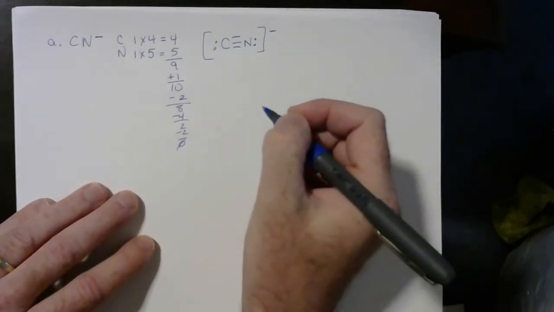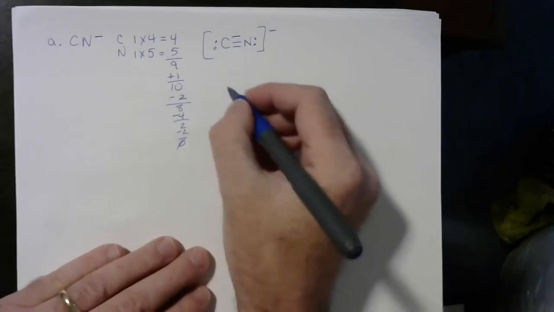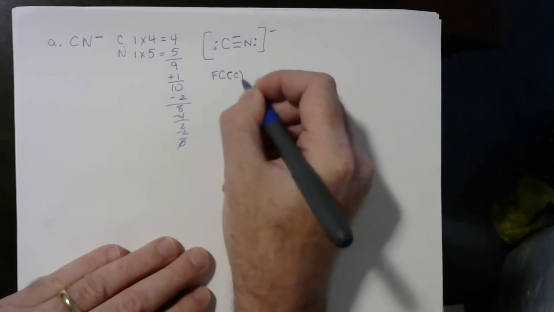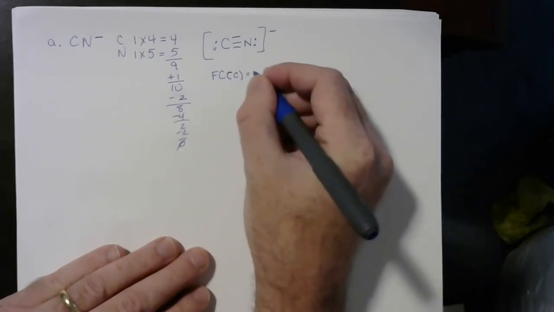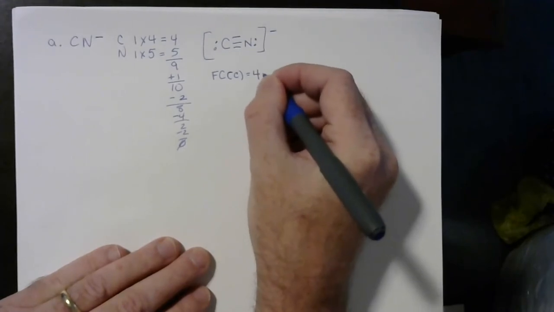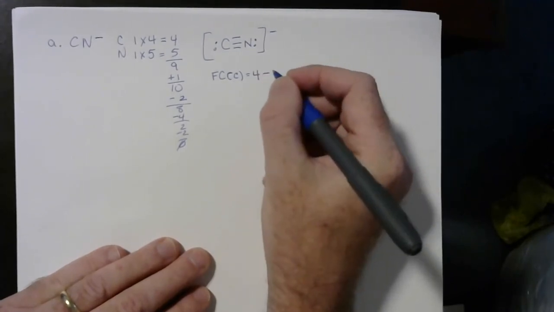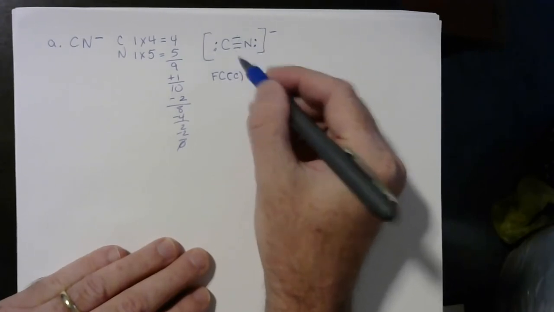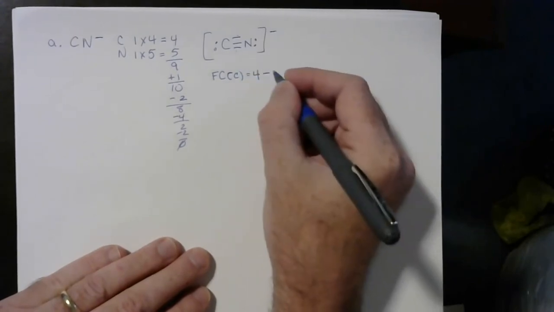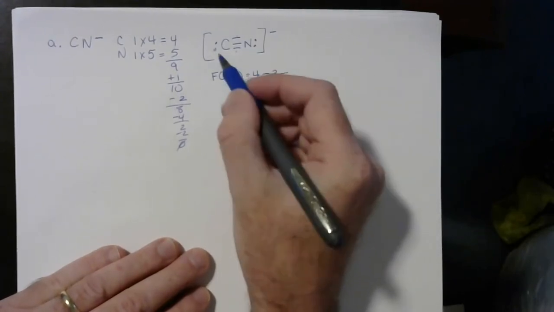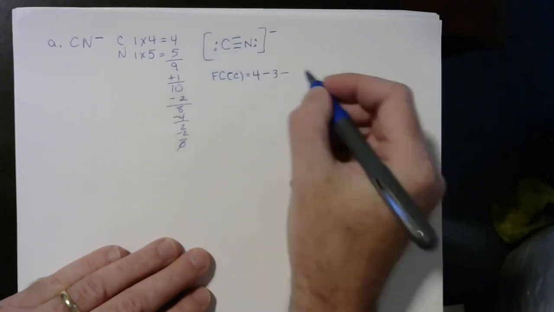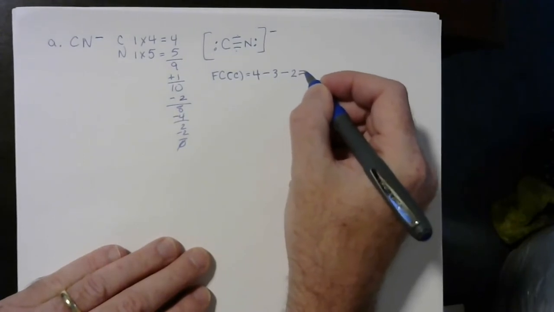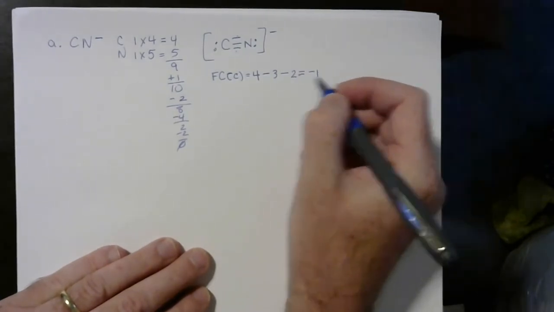So what do we do with the formal charges then? The formal charge on the carbon is going to be equal to the number of valence electrons, 4, minus half of the bonded electrons. So how many electrons are in a triple bond? 2, 4, 6. So half of that is 3. Or just count the number of bond lines. Minus 3, minus the number of electrons in non-bonding pairs. So that's 2, 1 electron for each dot. And so that'll end up with a minus 1 formal charge on the carbon.